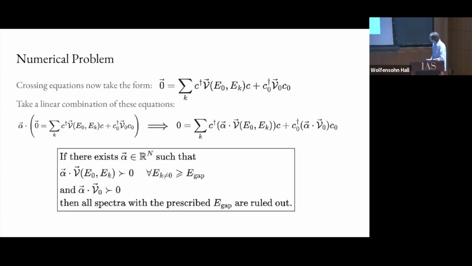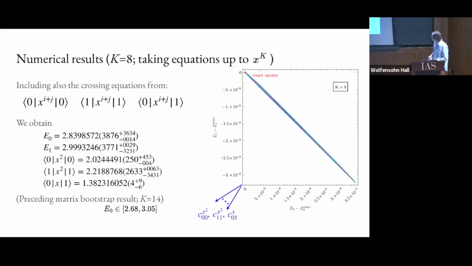So the numerical problem then becomes familiar to bootstrappers. We have a crossing equation in this form, and we seek a linear combination alpha that's going to somehow rule out a particular spectrum. The very particular numerical procedure is: if there exists an alpha such that its action on these blocks creates a positive semi-definite matrix for all energies above some prescribed gap, and also the action on the vacuum channel is positive semi-definite as well, then all the spectra with that prescribed gap are going to be ruled out. And this is a problem for which there are well-developed numerical methods.